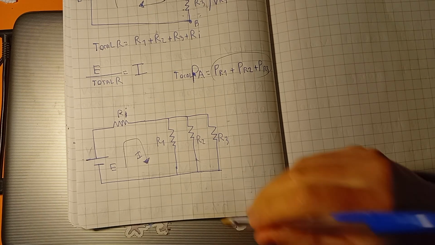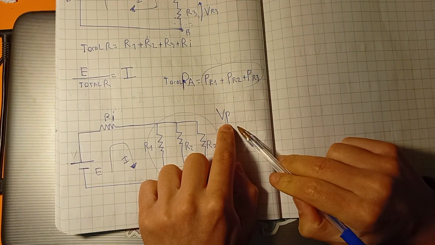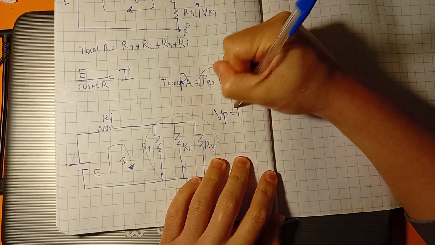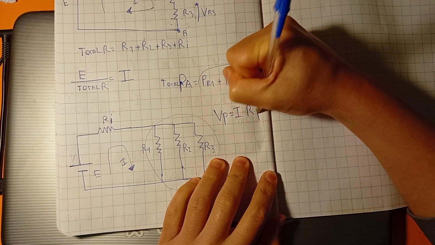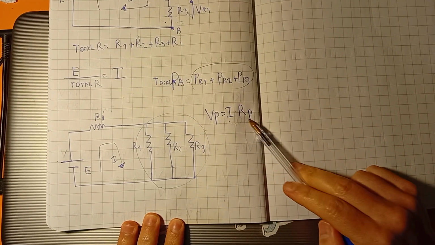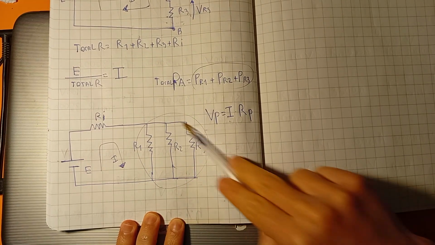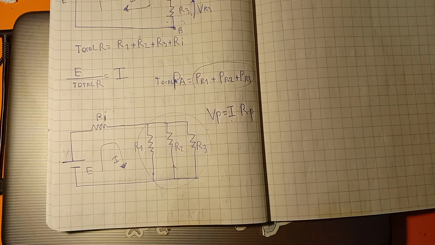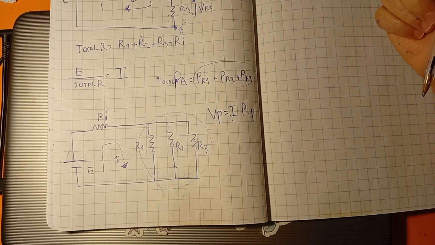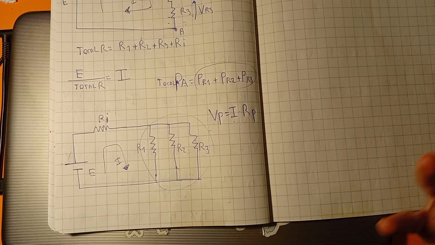Now what you have to do here is to calculate the voltage drop on the parallel, okay? To calculate the voltage drop on the parallel, you just have to multiply the current by the equivalent resistance of this parallel, okay? And then you'll find the voltage drop on the parallel. And since you have the voltage drop on the parallel, you know that this value is equal to the voltage drop on every single branch of the parallel, okay?